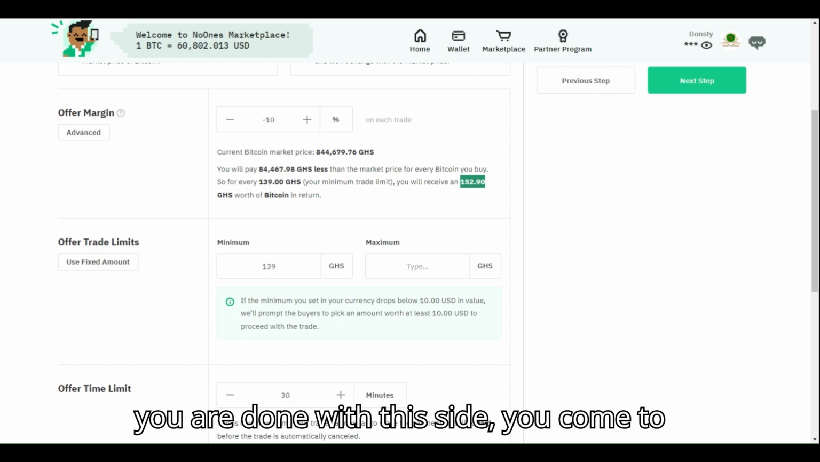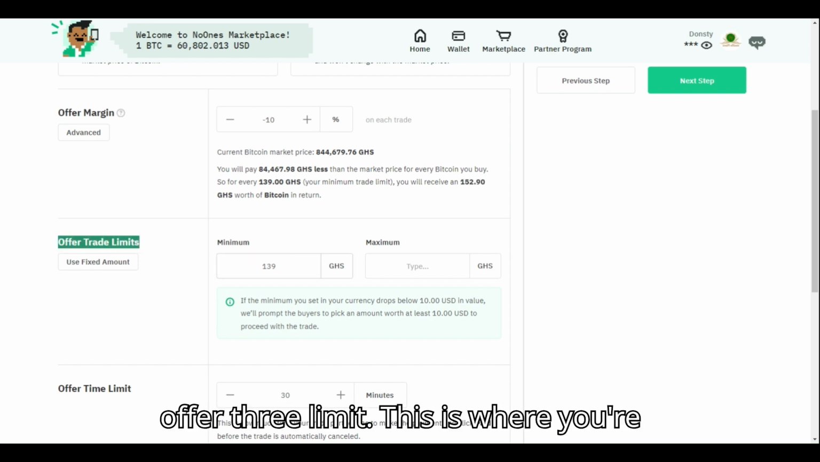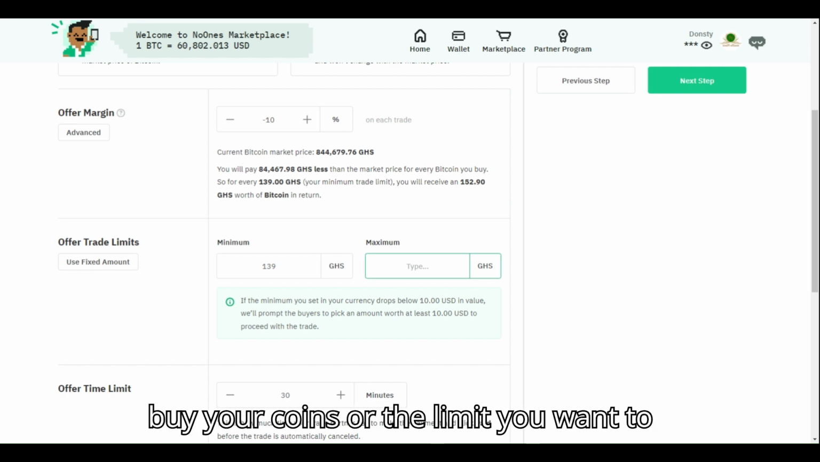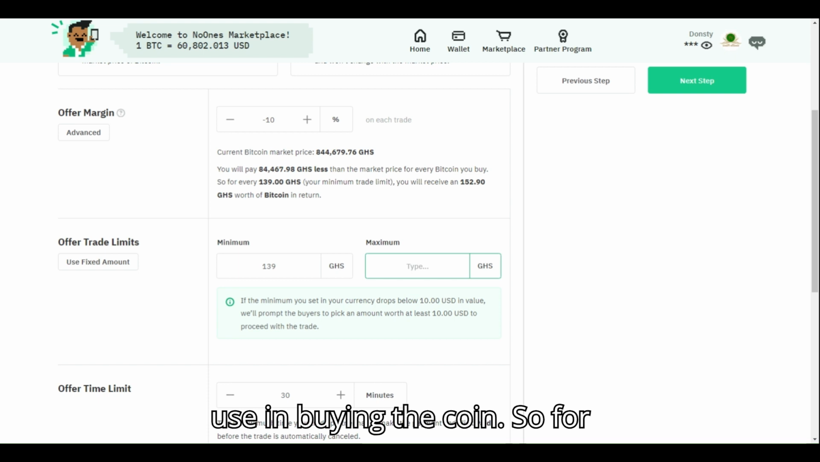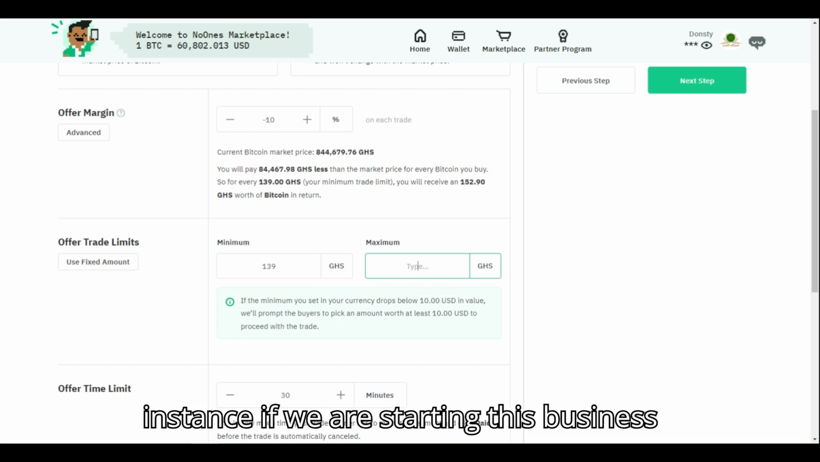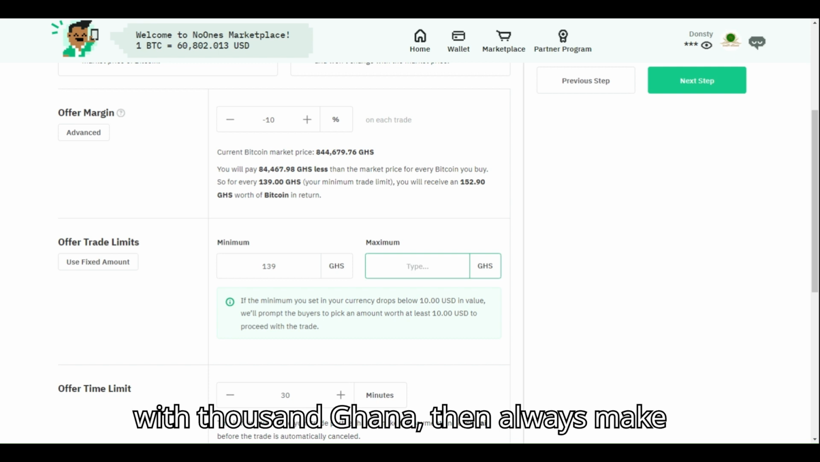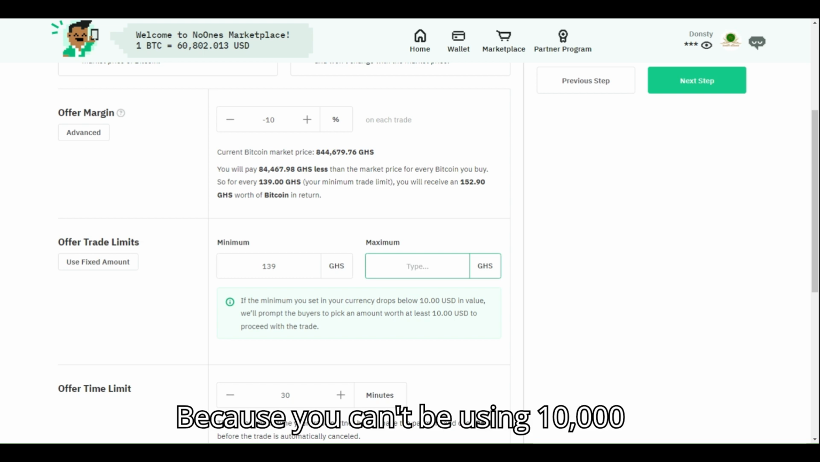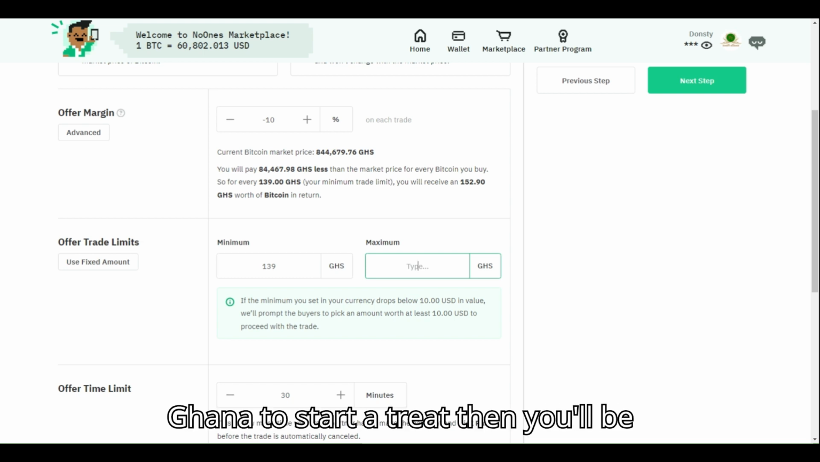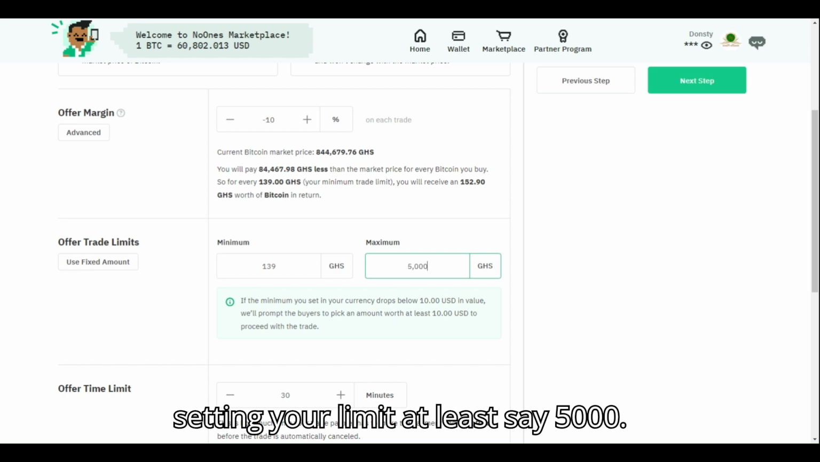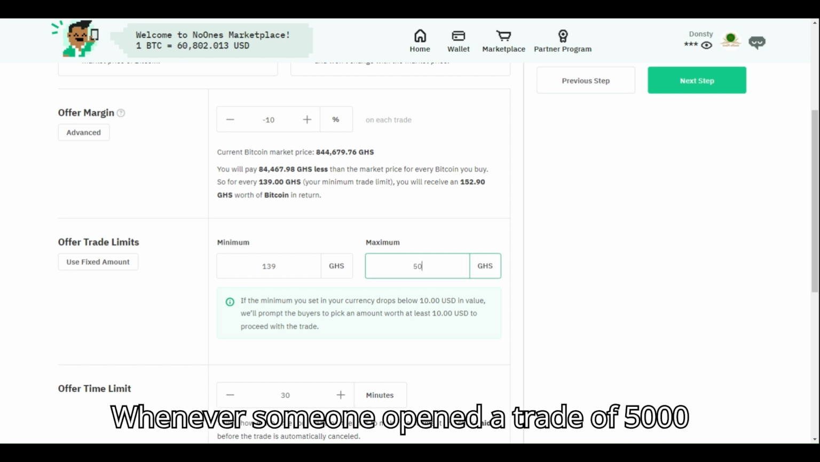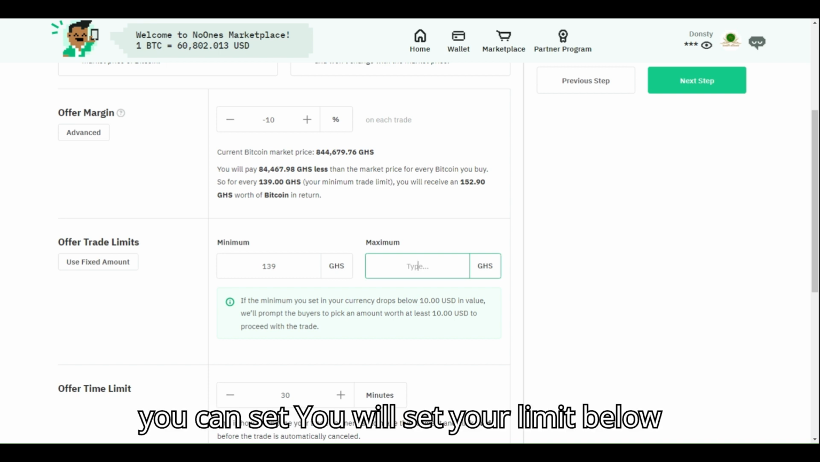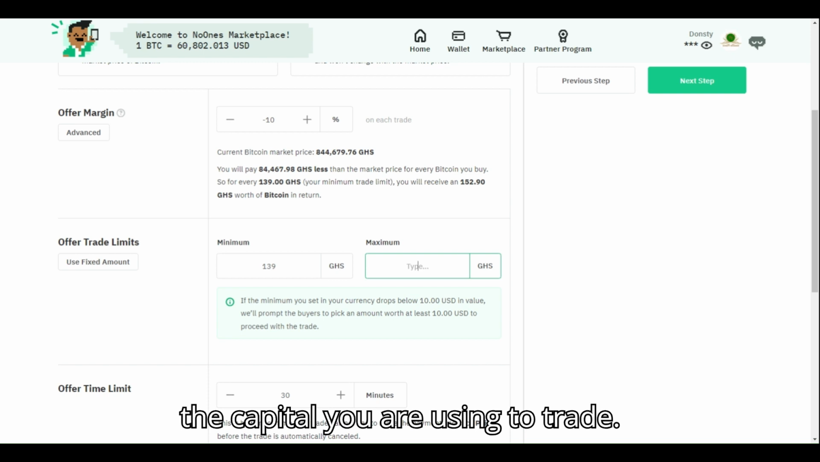After you are done with this side, you come to offer trade limit. This is where you are going to set the limit at which you can buy your coins, or the limit you want to use in buying the coin. So for instance, if you are starting this business with 1000 Ghana, then always make sure you set a limit below 1000 Ghana, because you can't be using 1000 Ghana to start a trade, then you'll be setting your limit at, let's say, 5000. Whenever someone opens a trade of 5000, you can make payment. So always make sure you set your limit below the capital you are using to trade.